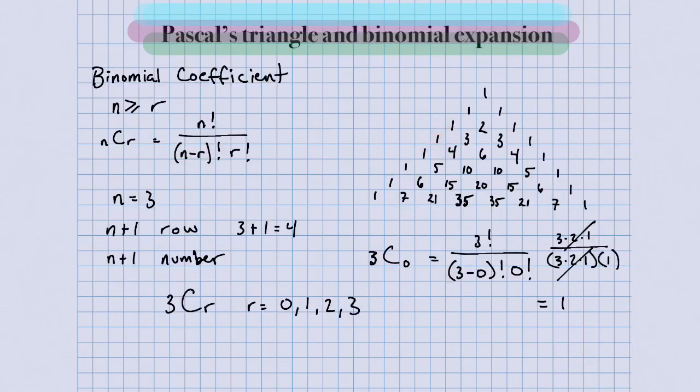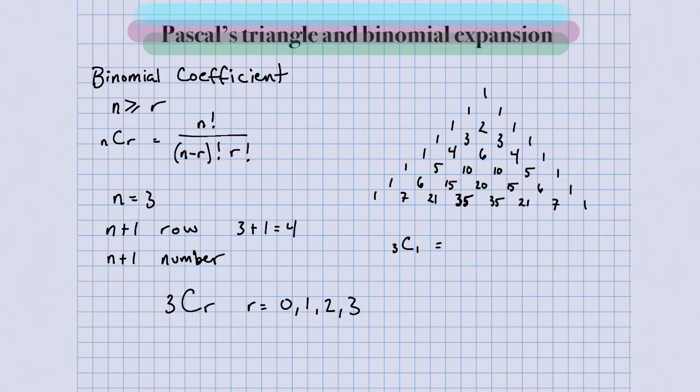Okay, let me show you another one. How about 3 choose 1? So that's going to be 3 factorial divided by 3 minus 1 factorial times 1 factorial. So we get 3 times 2 times 1 over 3 minus 1 factorial, that's 2 factorial, so that's going to be 2 times 1. And then 1 factorial is just 1 times 1, which is 1. So what we're left with is 3. And you could see this 3 here. That's this number 3 here.